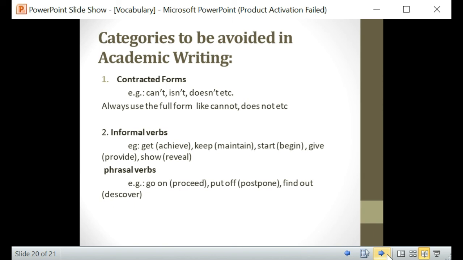So we'll end this class with two forms or two categories that should be avoided in academic writing. We'll deal with the rest of the categories in the next class.